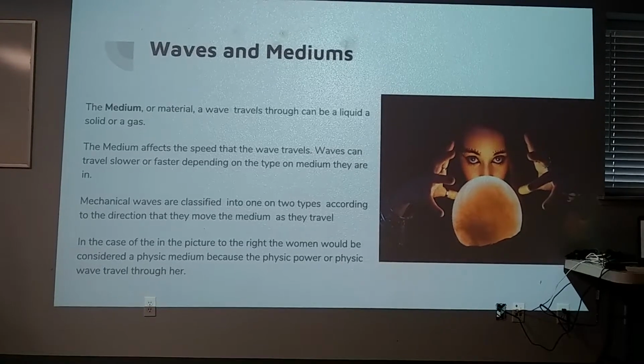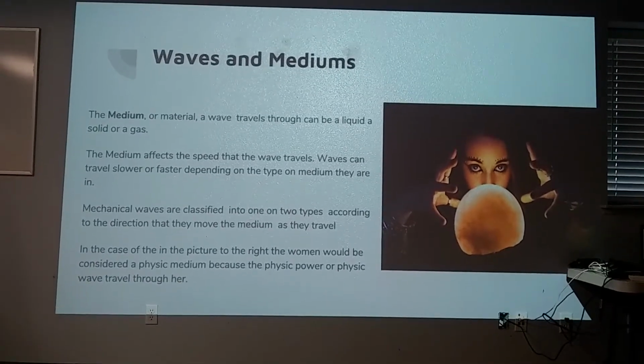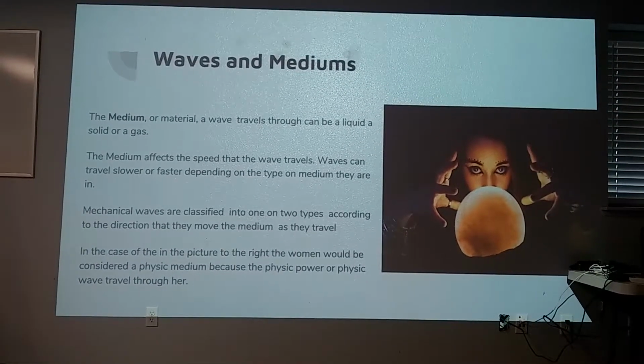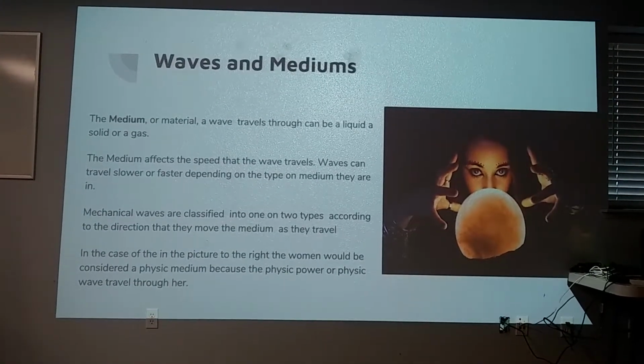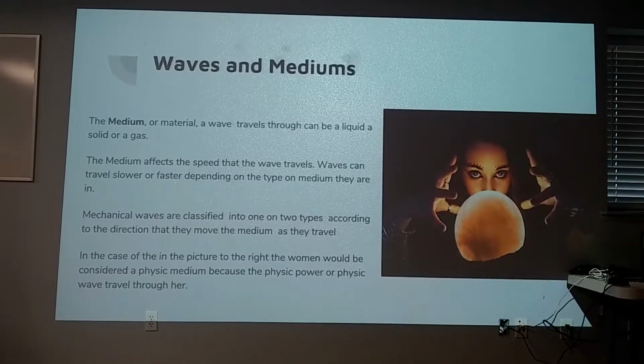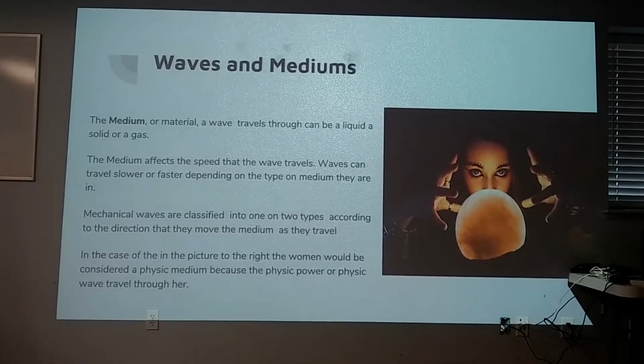Mechanical waves are classified into one of two types, according to the direction that they move in relationship to the medium. The picture to the right, that's a psychic medium. They call her that because the psychic powers travel through her, so she's the medium of the psychic powers.